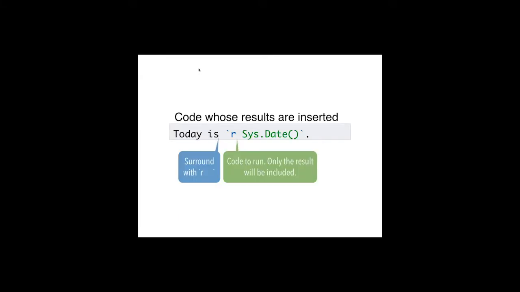All right. So this is what it would look like to insert some results of a function. Surround it with backtick R, then the code, and this is the code to run. And only the result is going to be included here.